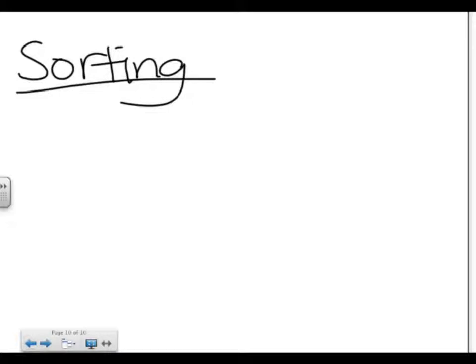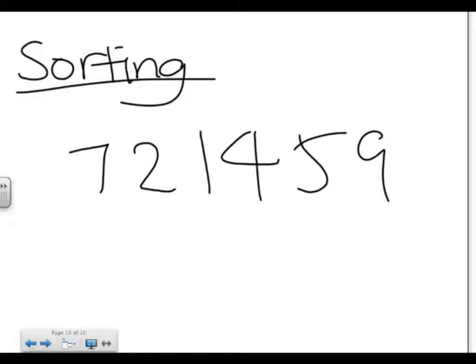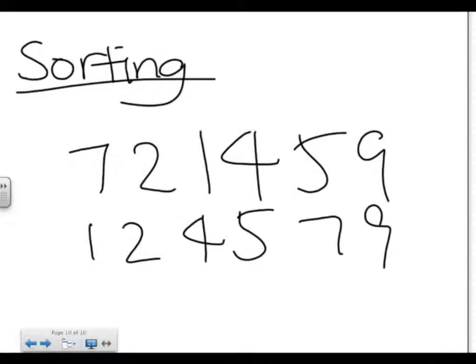Sorting is basically putting a list of elements into a list in which the elements are in increasing order. I'm going to give a very brief example. For example, we have a list of numbers 7, 2, 1, 4, 5, 9. If we sort this, we're gonna have the numbers in increasing order. That would be 1, 2, 4, 5, 7, 9. As you can see, the numbers from the front to the end are in increasing order.